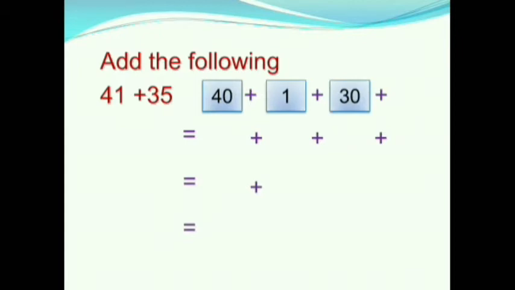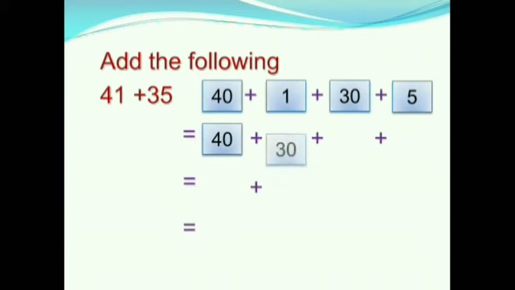Children, now we should add the following numbers. They are 41 and 35. First we will split the numbers into tens and units. That is 40 plus 1 plus 30 plus 5. First we will add the tens, later we will add the units. Now we can write it as 40 plus 30 plus 1 plus 5.